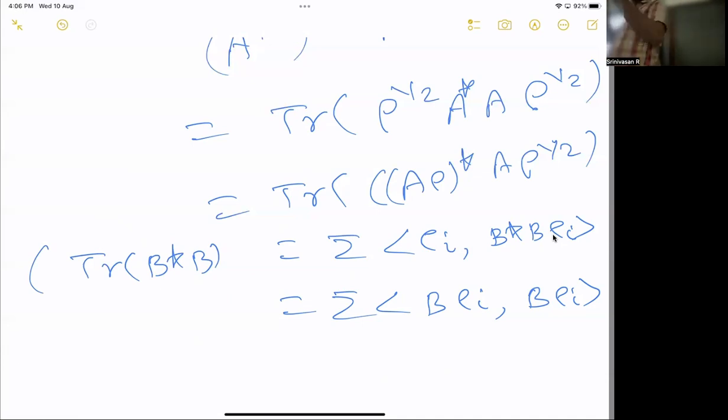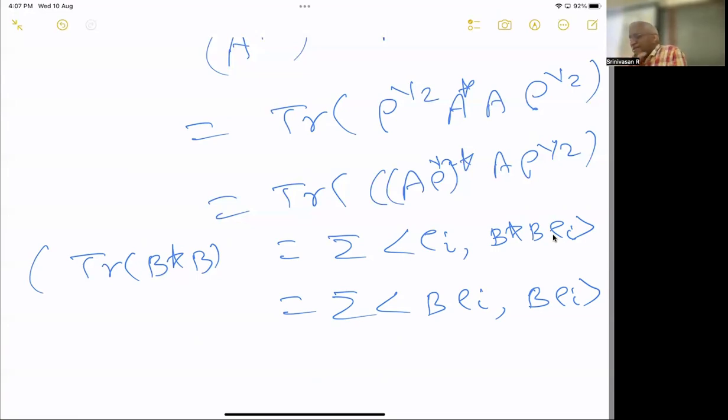A B star is B star A star. Rho power half is self-adjoint. So rho power half star is star. Sorry, it should be rho power half. Star of that, star I have written. Rho power half star is star because it's positive. Positive things are self-adjoint. Self-adjoint means star is itself. Okay.